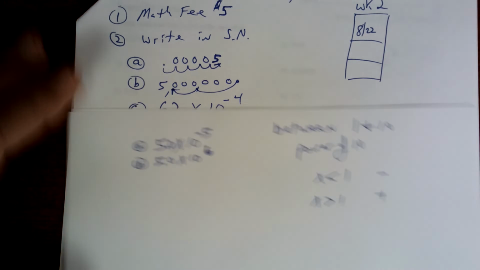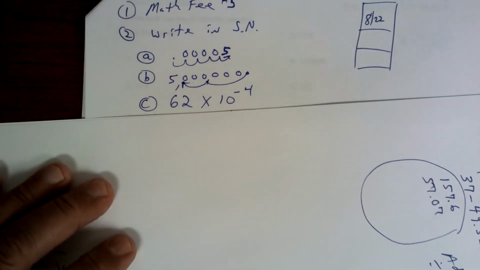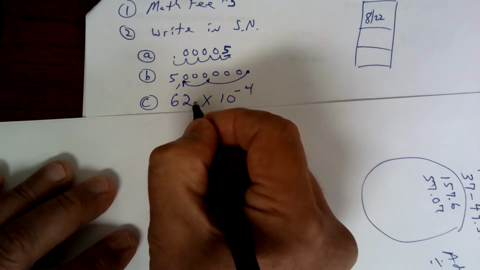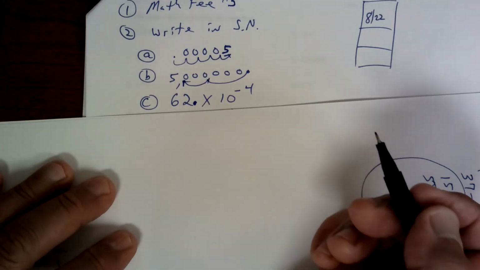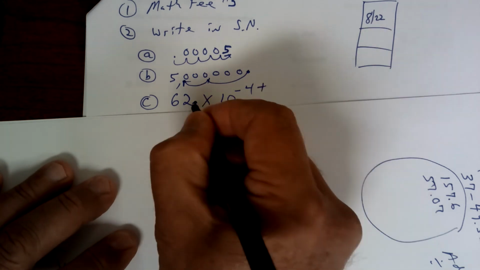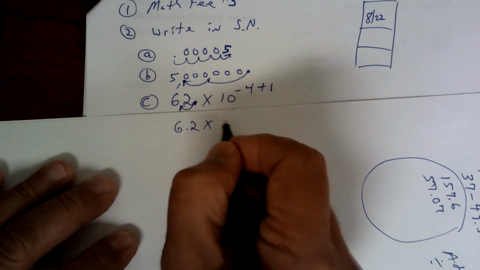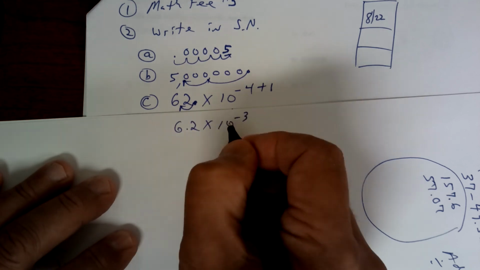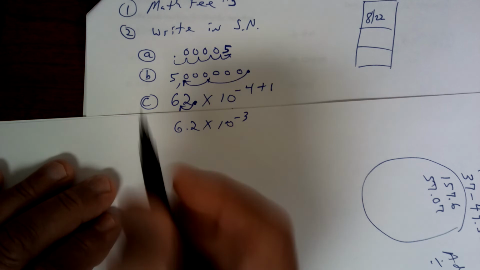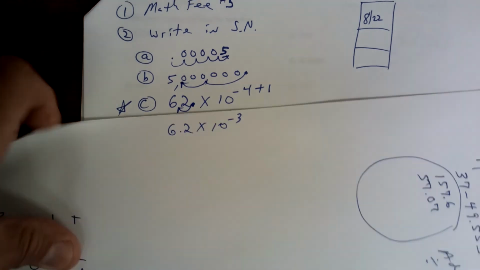On this next one right here, this looks like scientific notation, but the decimal is actually right here. And that's 2 numbers in front of the decimal. 62 is bigger than 1, so you want to add 1 spot. So it's going to be 6.2 times 10 to the negative 3. And that's kind of tricky, so put a star by that. A lot of kids think it is scientific notation, but it's actually not.